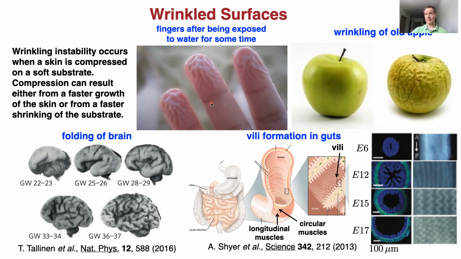And I'm going to talk later, in the second part of the lecture, about what actually sets the wavelength of these wrinkles, because you see that the wavelength is quite uniform, right? On the other hand, here in both of these cases it was the interior that was shrinking, but it's actually something different that's happening in the brain, right?